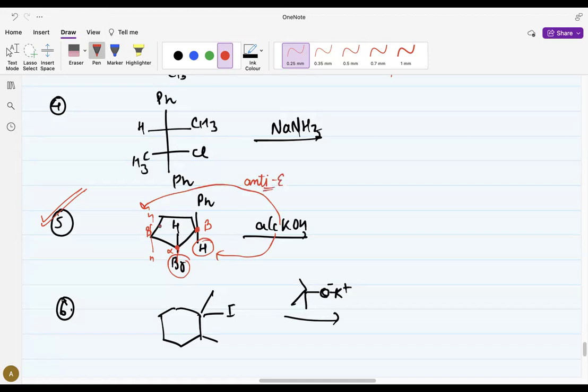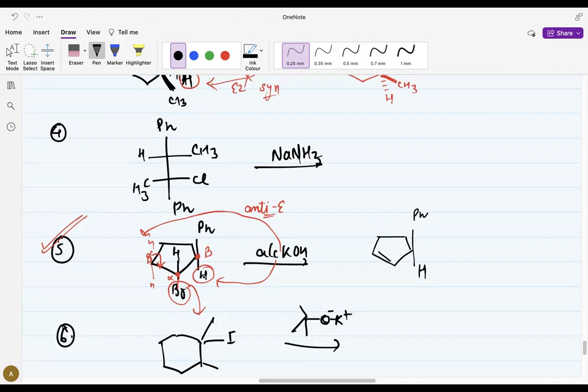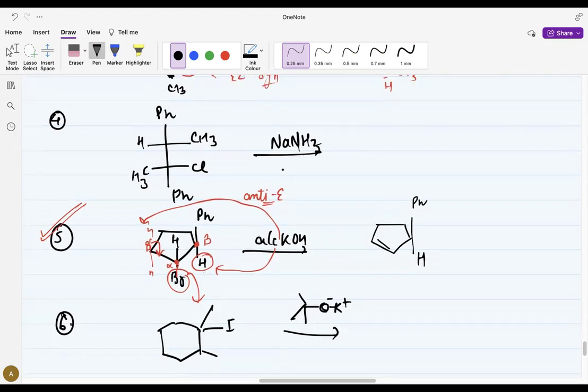the other side, do anti-elimination, take hydrogen from there, make the double bond, and remove Br minus. So our product will be, double bond came here, phenyl and hydrogen. See, bromine minus gone, double bond made here, and this. Then simple it is.